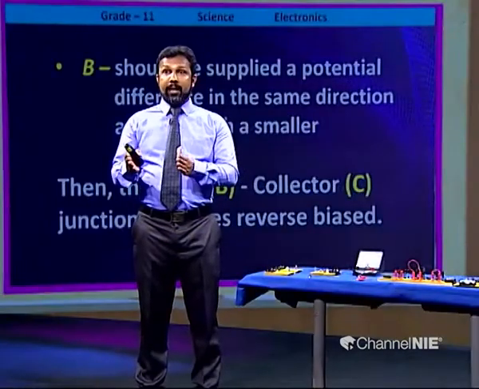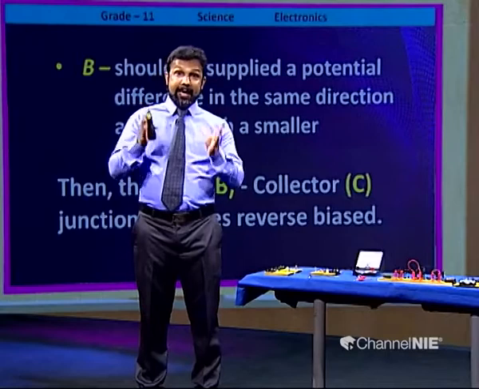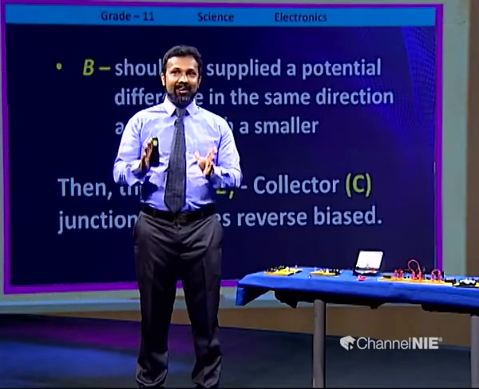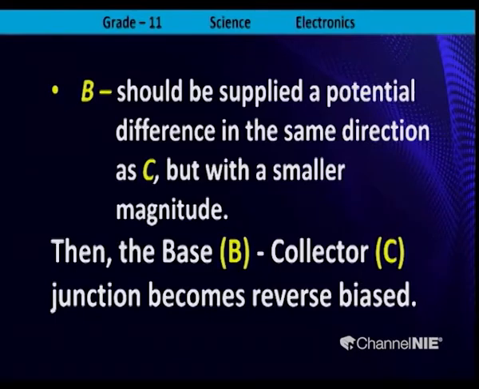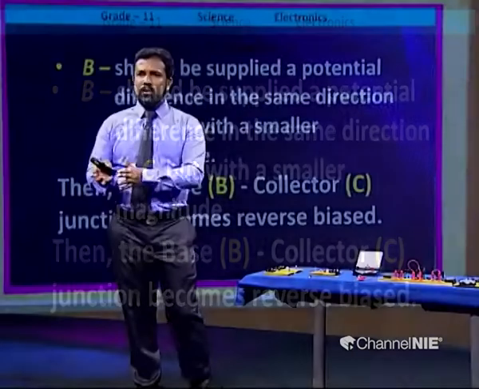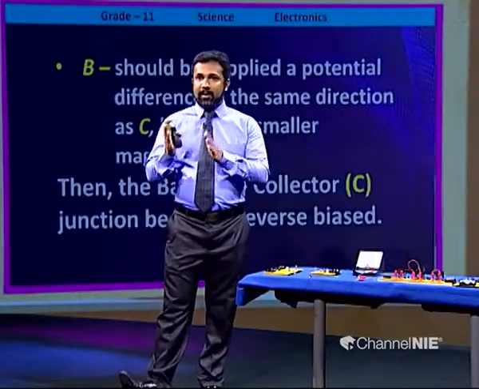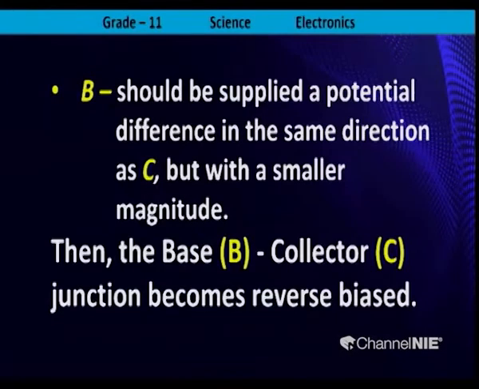B should be supplied a potential difference in the same direction as C, but with a smaller magnitude. B means base, C means collector. That means when biasing a transistor, higher voltage should be supplied to the collector and lesser voltage to the base. Both should be given positive supply. Then the base collector junction becomes reverse biased.